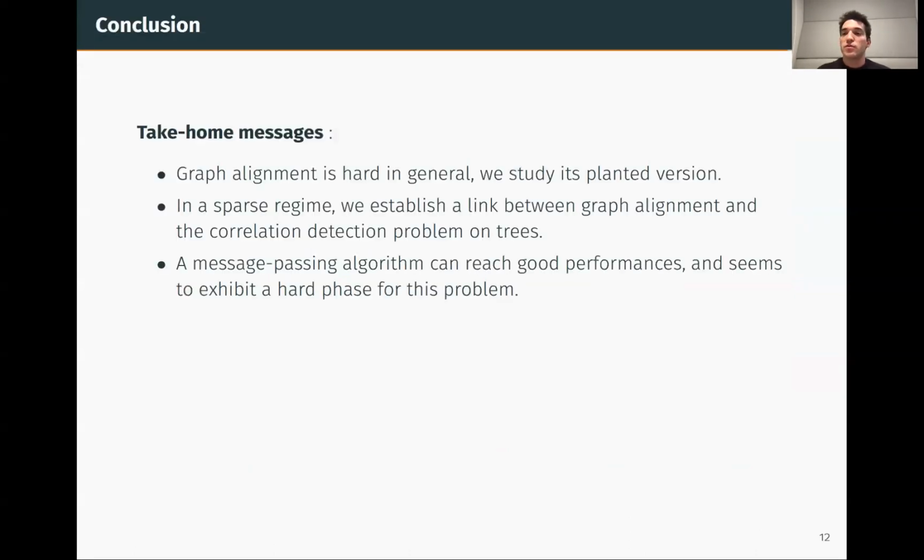All right, so as a conclusion, I have several take-home messages. First, graph alignment is hard, as we saw in general, and we studied its blended version. More specifically, we studied a sparse regime where we established a link between the problem on graphs and a problem on trees, which is the correlation detection problem on trees that can be studied just per se, independently. And this helped us derive a message passing algorithm that can reach good performances for our initial task, and that also seems to exhibit, as I said, a hard phase for this problem.